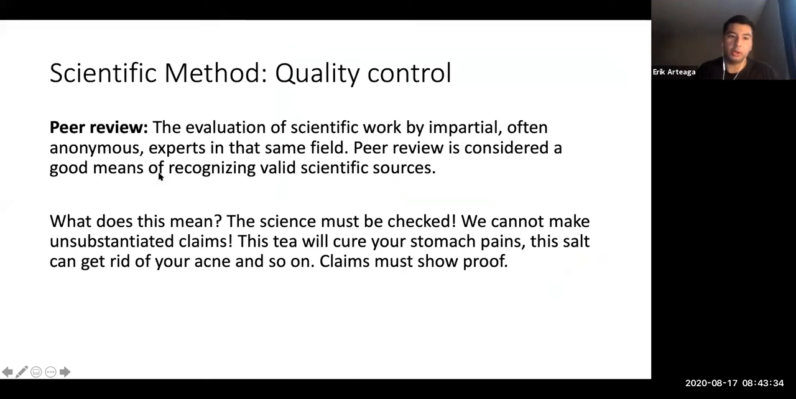So quality control. It's important to have your research peer reviewed or your experimentation peer reviewed. You want to make sure that you're doing good research. Okay, so this is very much a part of science, right?